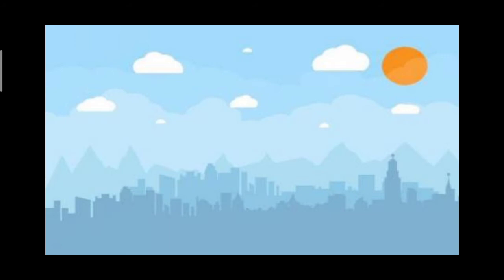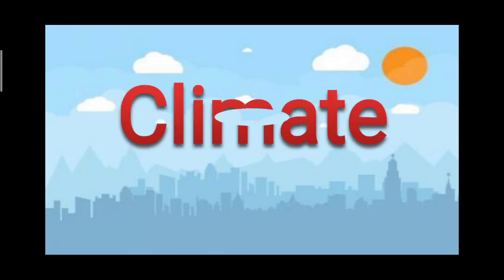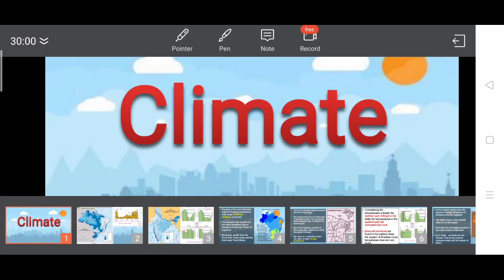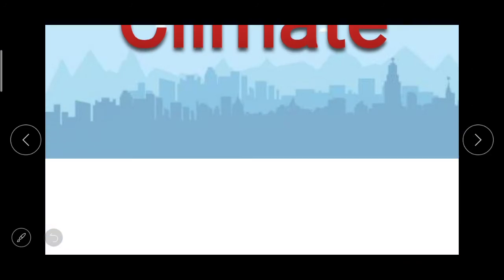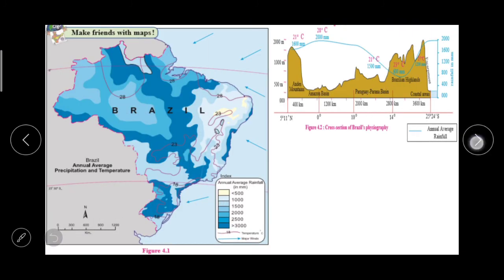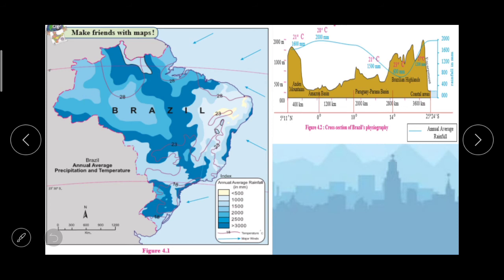Today in geography, we will be learning the topic climate. Here in our textbook, figure 4.1 and figure 4.2 are given, and by studying these two figures, you have to answer the questions which are also given in our textbook.